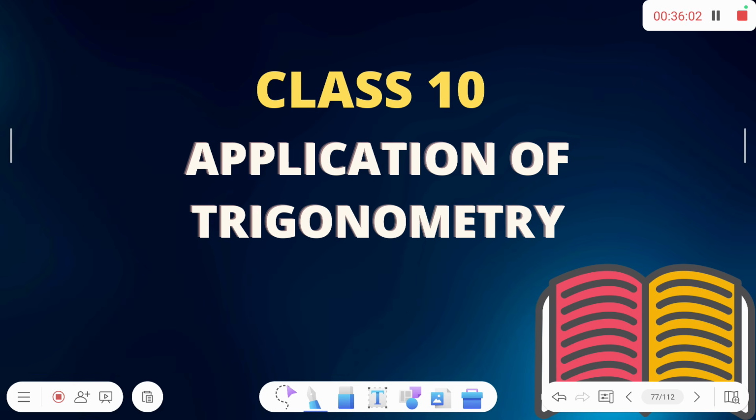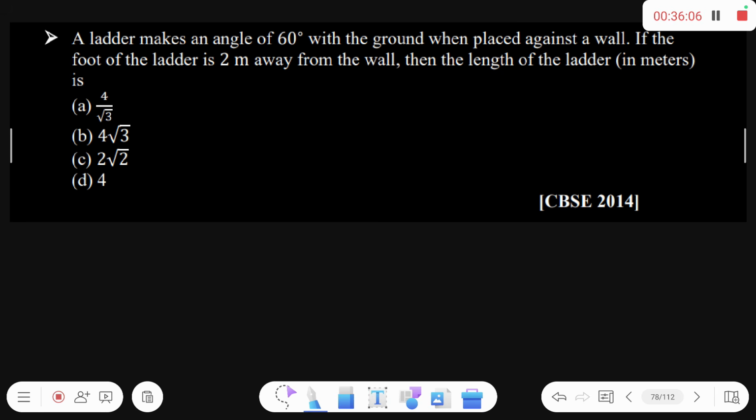Next, application of trigonometry. A ladder makes an angle of 60 degree with the ground when placed against a wall. If the foot of the ladder is 2 meters away from the wall, find the length. So this is your diagram. Suppose this makes an angle of 60 degree. It is 2 meters away from the wall. You have to find out the length of the ladder. So this is the length of the ladder.